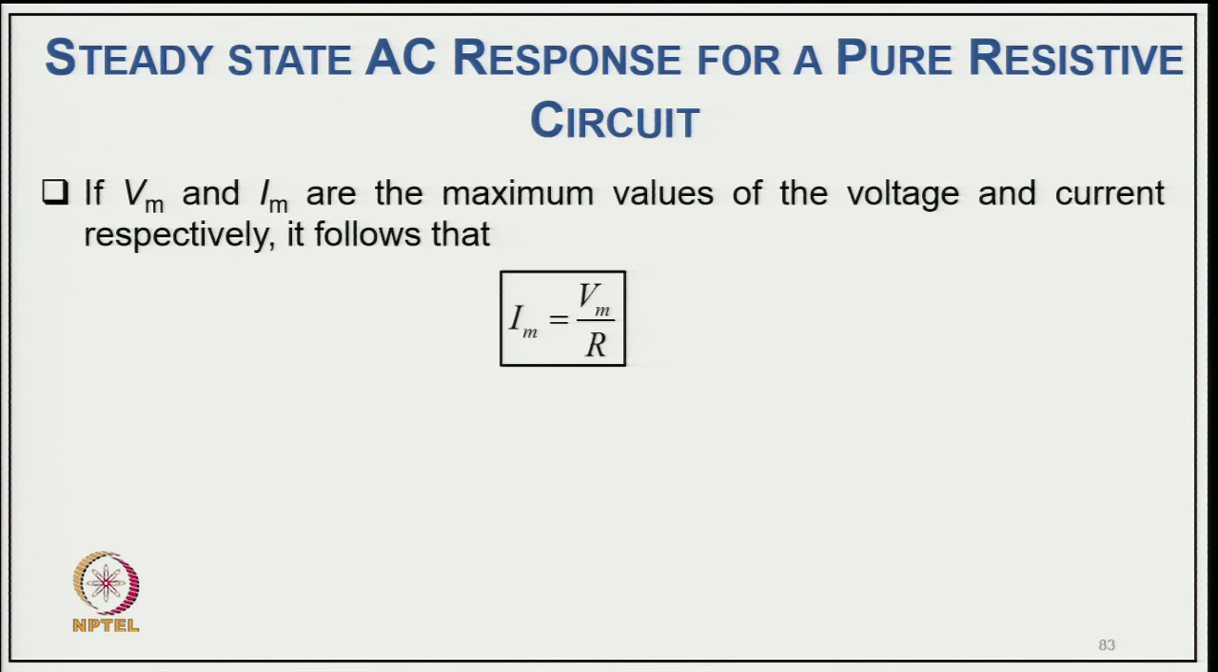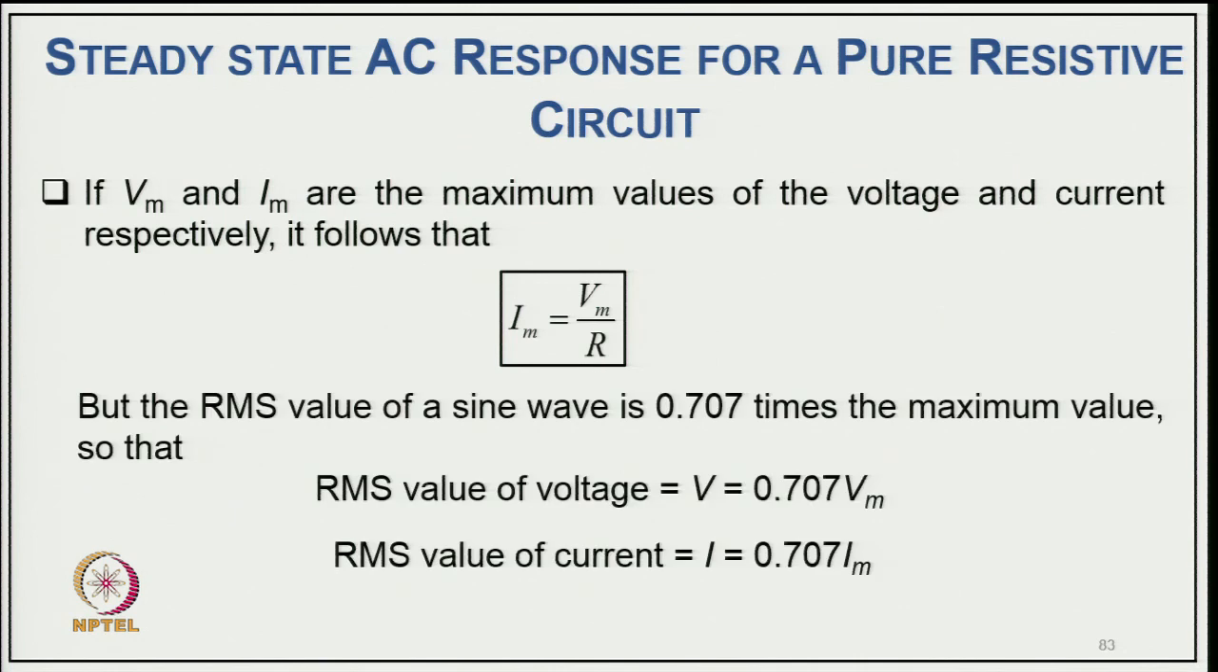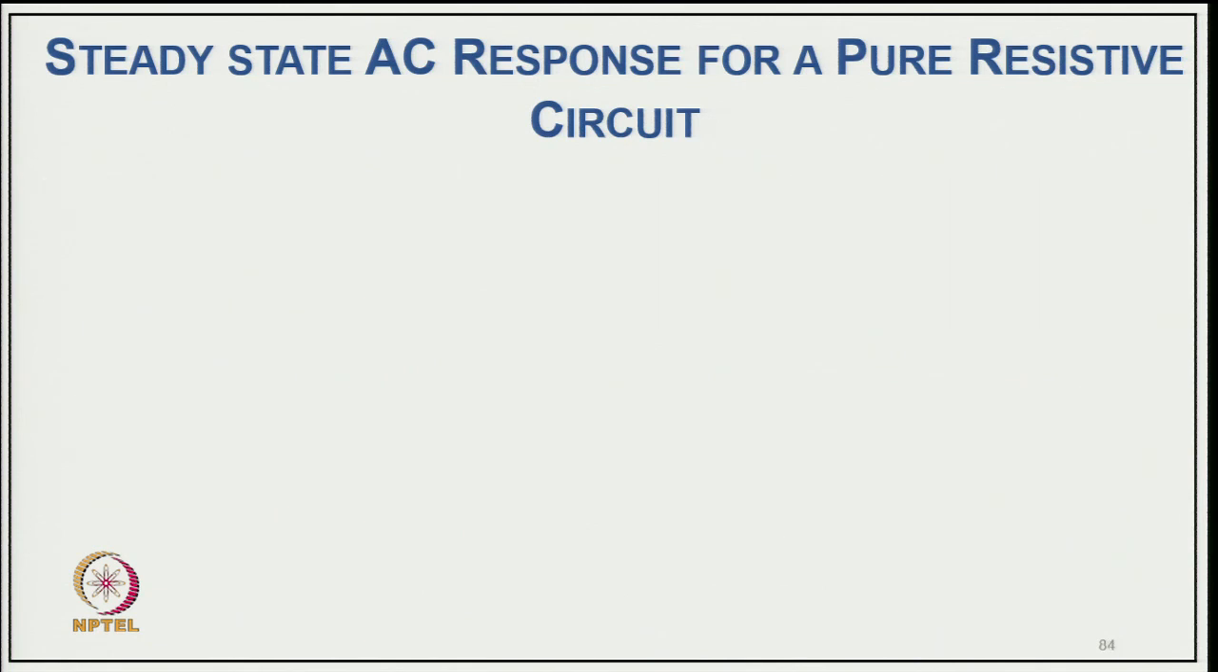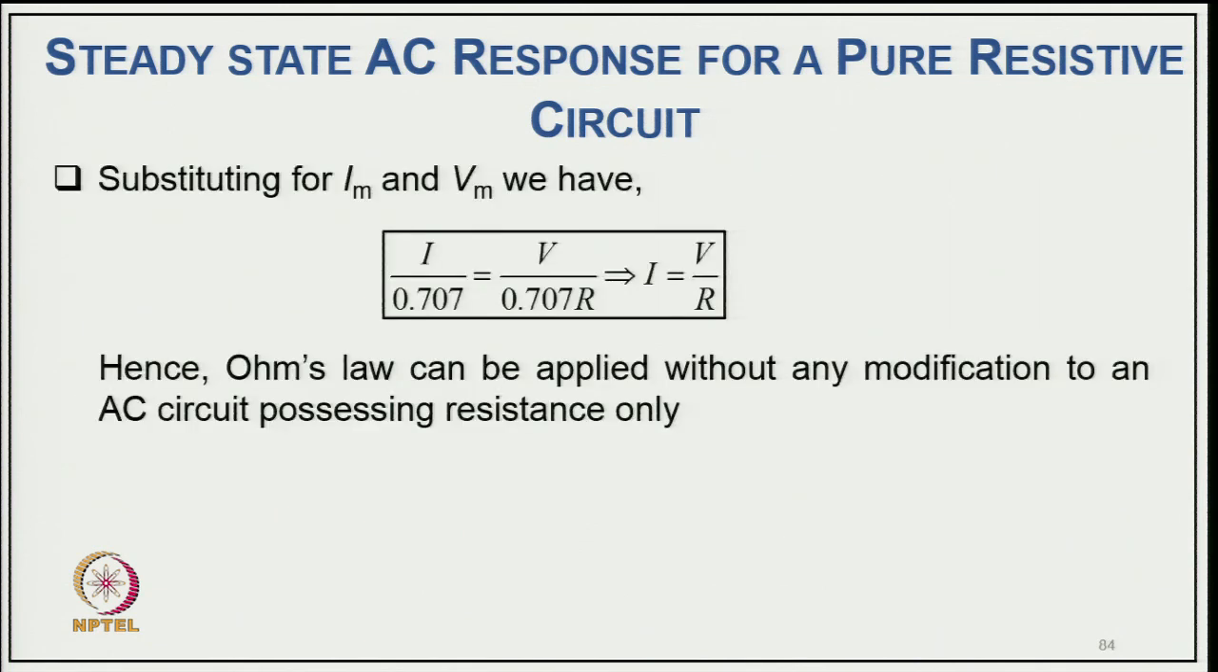So, if Vm and Im are the maximum values of the voltage and current respectively, it follows that Im equals Vm upon R. The RMS value of a sine wave is 0.707 times the maximum value. So, the RMS value of the voltage is V equal to 0.707 Vm, and the RMS value of the current will be I equal to 0.707 Im. Substituting Im and Vm, we have I upon 0.707 equal to V upon 0.707 R, so I equals V upon R. Hence, Ohm's law can be applied without any modification to the AC circuit containing resistance only.